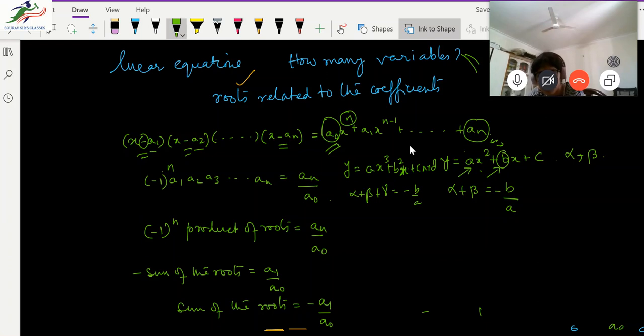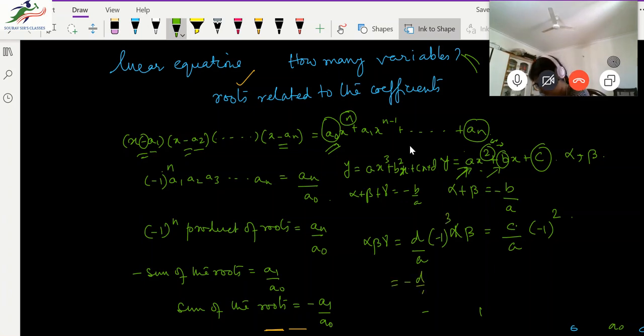So this is always the sum of the roots. And the product of the roots, which is alpha beta here, will be c by a: the constant term divided by the coefficient of the highest power of x, with a minus 1 to the power of the highest power of x. In this case, it is 2. If it is 3, then alpha, beta, gamma would be d by a into minus 1 to the power 3. That means minus d by a. Clear?